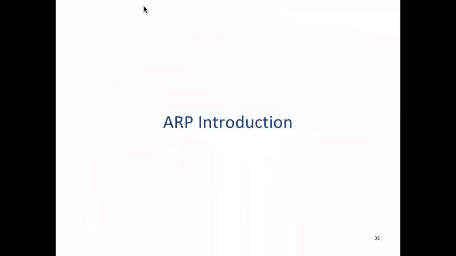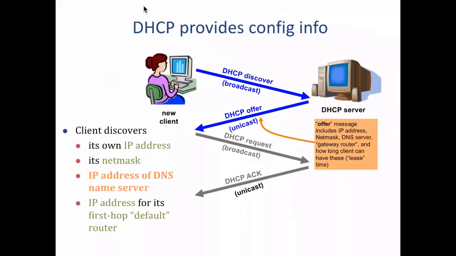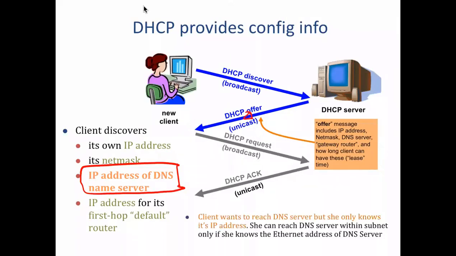Okay, all right, so let's move to ARP. Here in this example, let's assume the domain name server exists in the same subnet. So as a response, as an offer, Alice's machine has got the IP address of the domain name server. Now Alice wants to reach this server, which is on the same local area network, but she has got only the IP address.